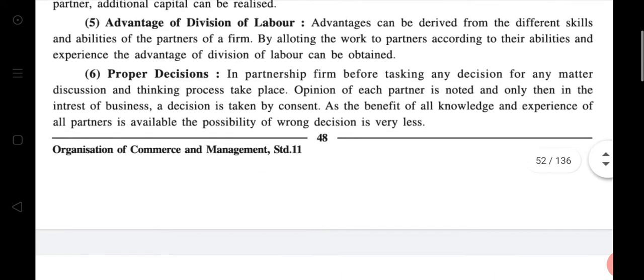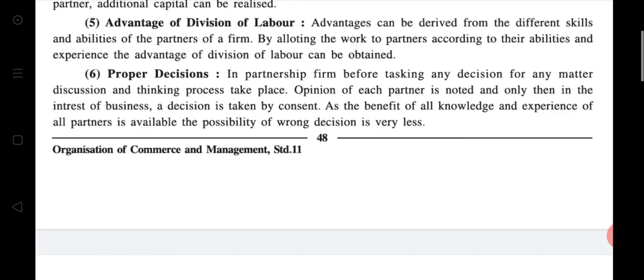Then, advantage of division of labor. Advantage can be derived from the different skills and abilities of the partners of a firm. By allotting work to the partners according to their abilities and experience, the advantage of division of labor can be obtained. I'll give you one example.